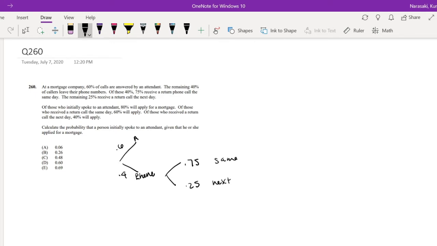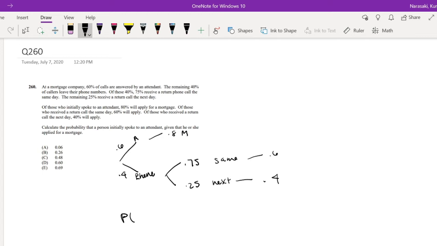Of those who initially spoke to an attendant, so this one, 60%, 80% will apply for a mortgage. Of those who receive a return call the same day, so that's same day right here, 60% will apply. Of those who receive a return call the next day, 0.40 would apply. Calculate the probability that a person initially spoke to an attendant given that he or she applied for a mortgage.